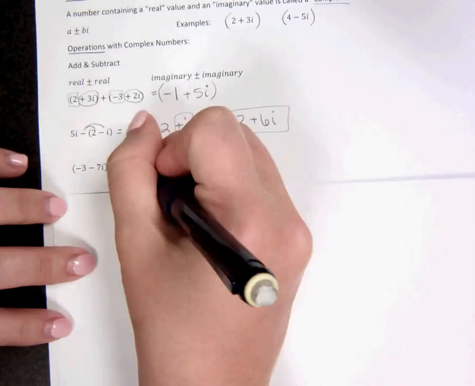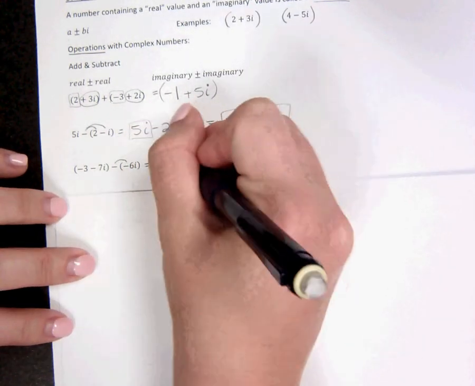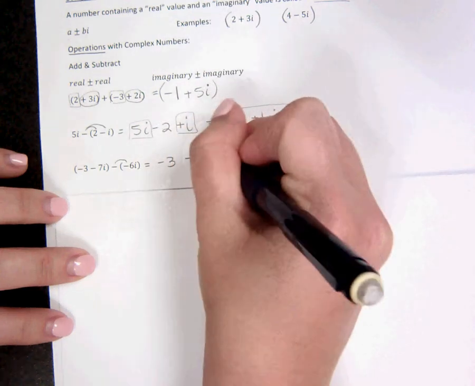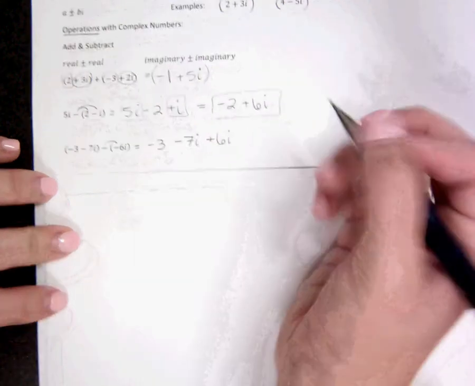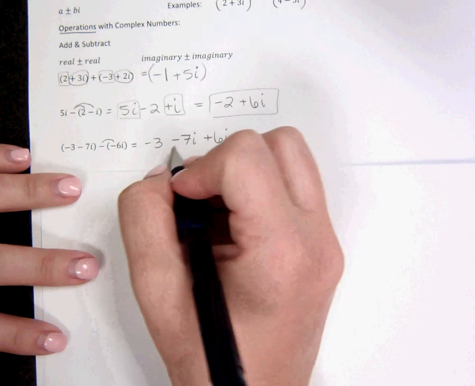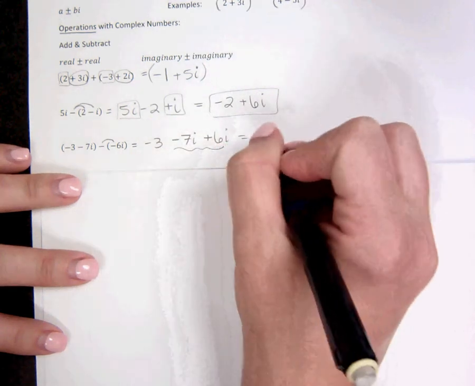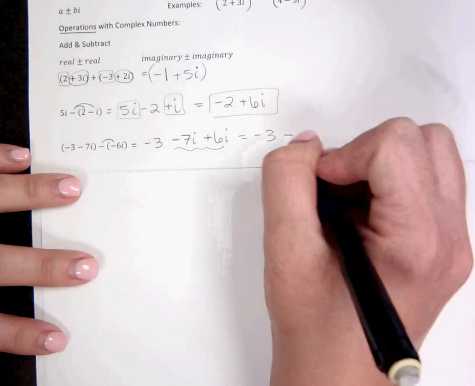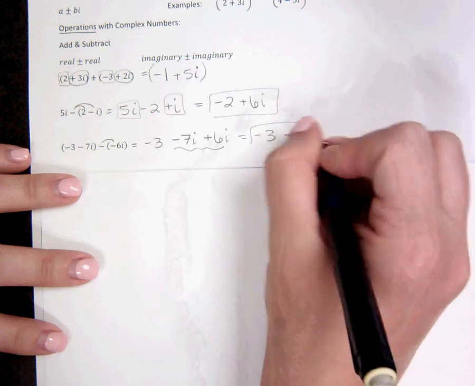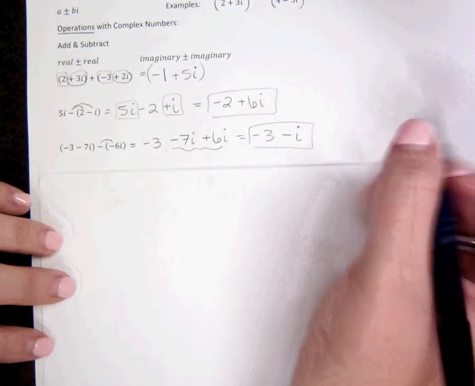And the next one, again, I'm going to distribute. So negative 3 minus 7i plus 6i. I can combine the two i terms, and it gives me negative 3 minus i. And you always put your real number and then your imaginary number.